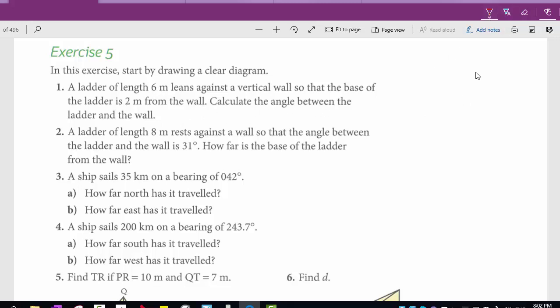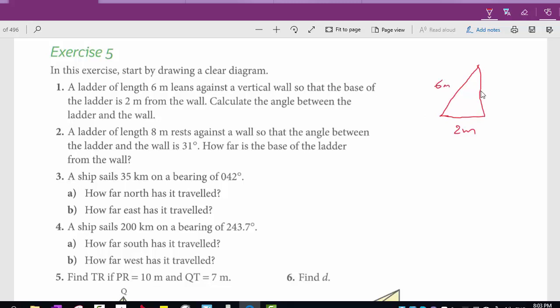Well, let's say this is the wall. The height of the wall is not given, but we know the ladder is 2 meters away from the wall. We know this is 2 meters, and this is the ladder. This drawing is not perfect, but it means something according to this word problem. The length of the ladder is 6 meters.